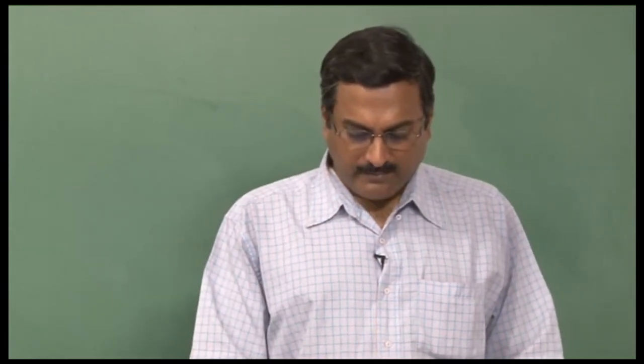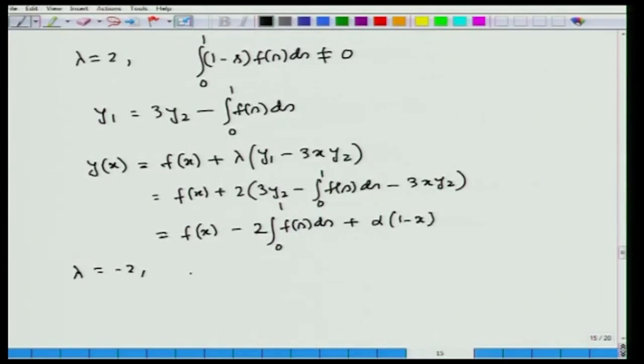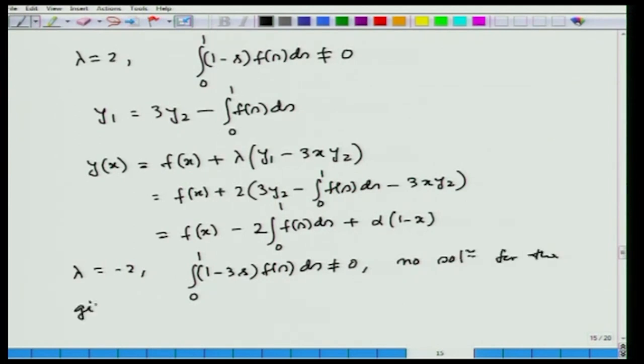And for lambda equal to minus 2, if this condition is satisfied, that is integral 0 to 1 of (1 minus 3s) f(s) ds is not equal to 0, then there does not exist any solution for the given equation.